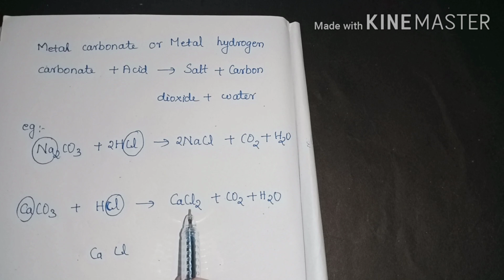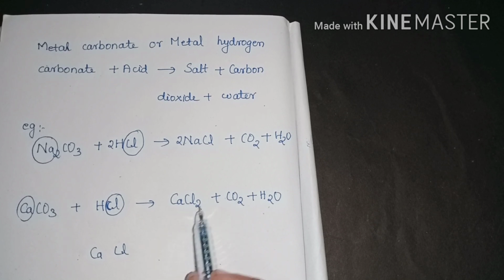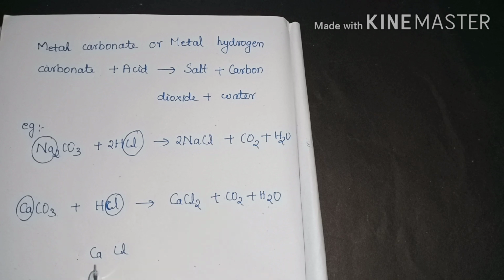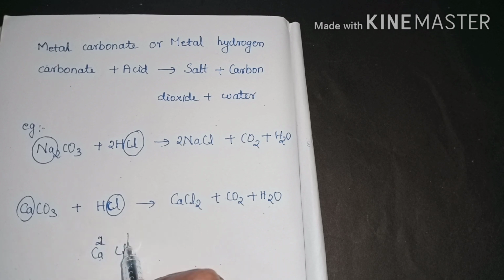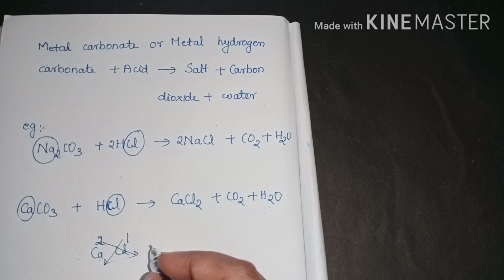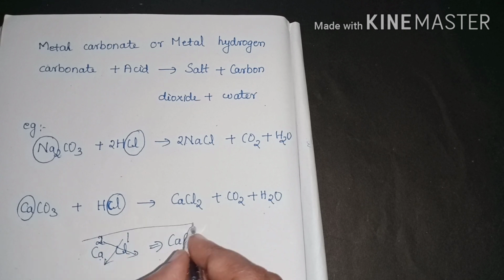Here the salt obtained is calcium chloride. How did we get the formula of calcium chloride as CaCl2? First we write the symbol of calcium, then we write the symbol of chloride ion, then we write the magnitude of charges as superscript, that is here it is 2 and here it is 1. Then on interchanging we will get CaCl2.